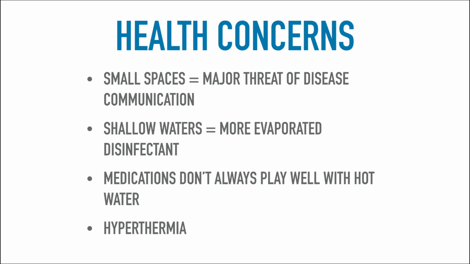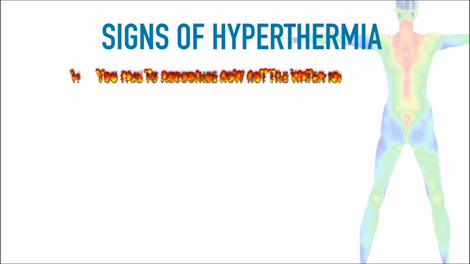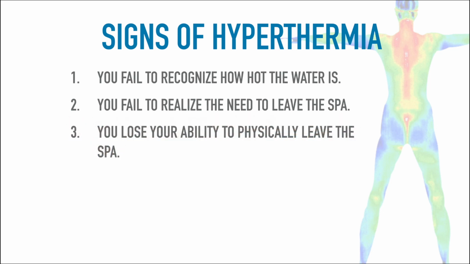Remember that with our younger swimmers, the smaller a person gets, the faster that body core temperature is going to rise. This is why on our signage we need to have those age restrictions. Now, the signs of hyperthermia are first and foremost, you fail to recognize how hot the water is. Your body's going to become accustomed to the water. As a result, you're going to say, I don't need to leave the water, this is no big deal. But eventually, you will physically lose your ability to leave the spa itself because your body is so fatigued.